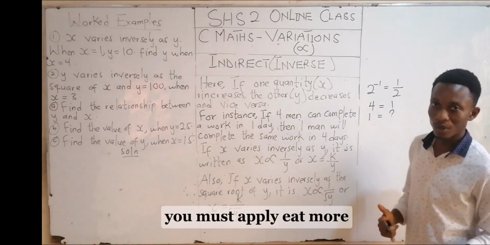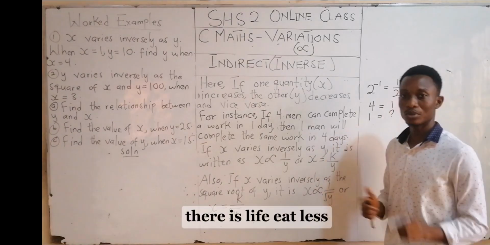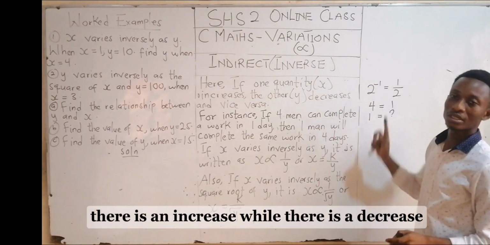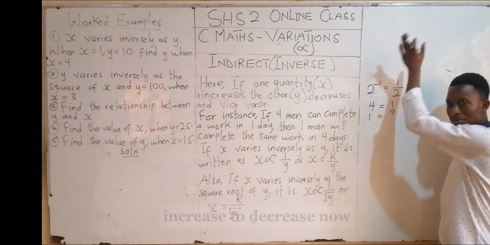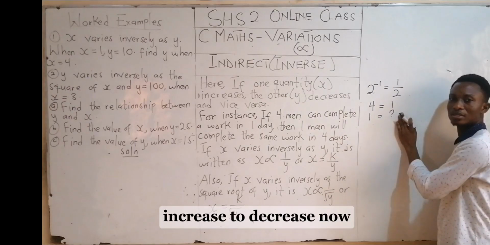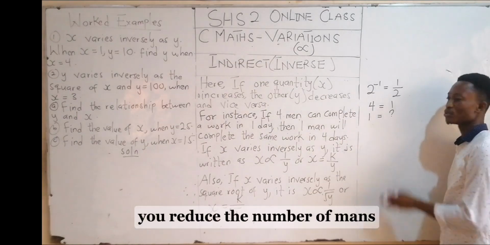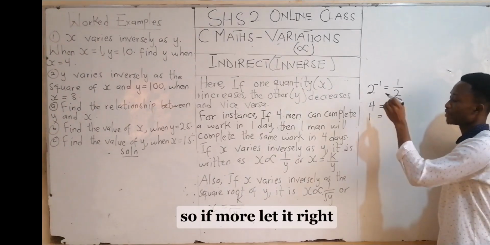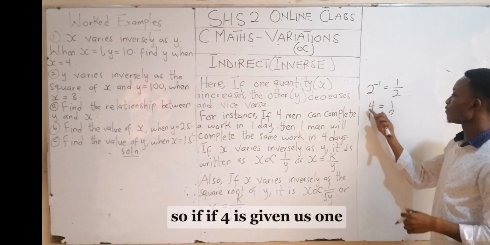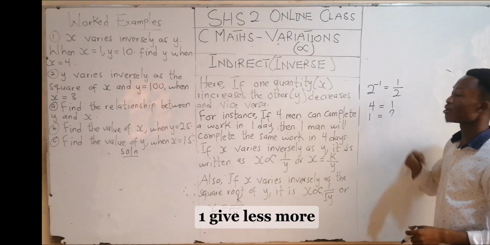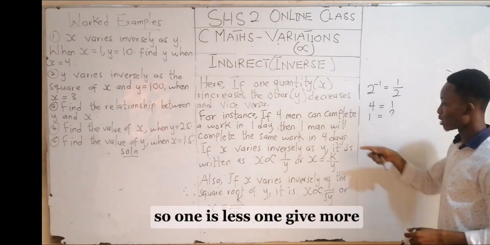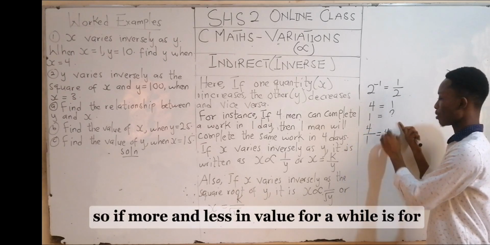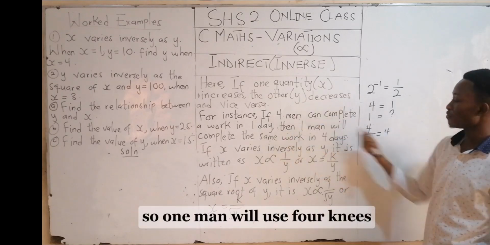We must apply: if more, less divide. If less, more divide. While there's an increase, there's a decrease. While there's a decrease, there's an increase. So here it was 4 men. Now you reduce the number of men, so there needs to be what? An increase. So if more, less divide. If less, more divide. So if 4 is giving us 1, 1 will give us what? More. But 1 is less, so 1 will give more. So if more, then less divide. 4 by 1 is 4. So 1 man will use 4 days.